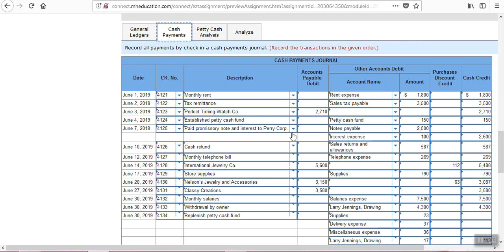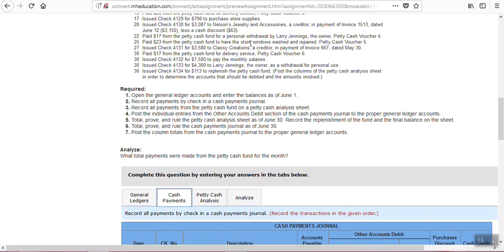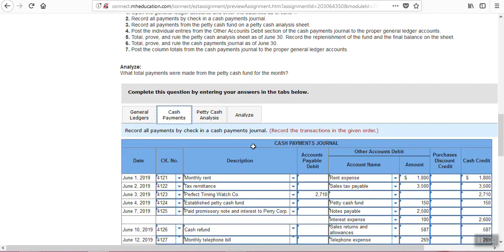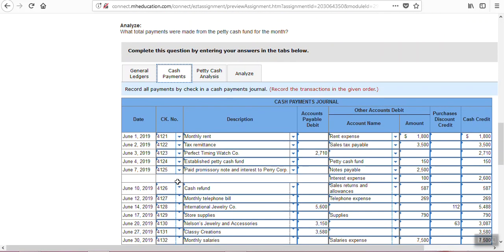The cash payments journal. All of these other transactions are going to go in the cash payments journal just like you did before, with the exception of the one on June the 7th. That one, we paid a note plus interest, so it's the only one that actually takes up 2 lines. Let me scoot over a little bit.